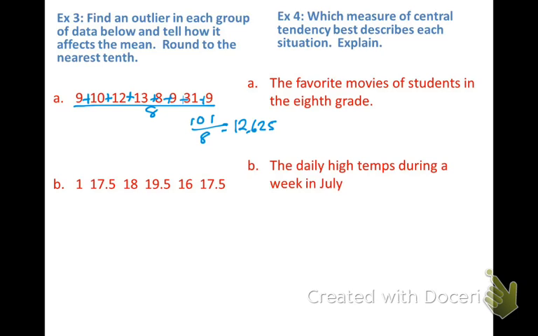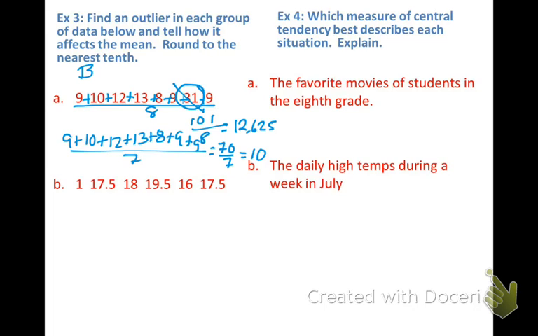And the second one is you're going to take out your outlier. Well, which number is farthest away from all the others? And that would be 31, so we're going to take it out. So now you're going to do 9 plus 10 plus 12 plus 13 plus 8 plus 9 plus 9 over 7, because there's 7 of them this time. You add them up and divide by 7. So you would add it up and it would be 70 over 7, and it's 10. So how did the outlier on this one affect it? It gave it a bigger mean.